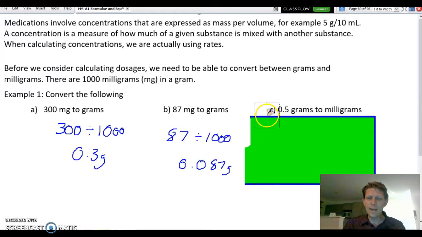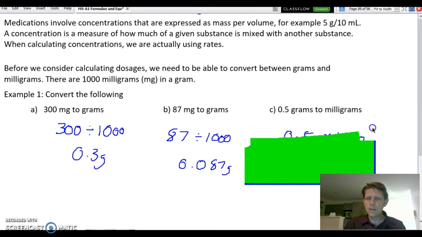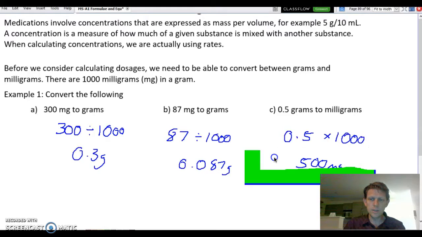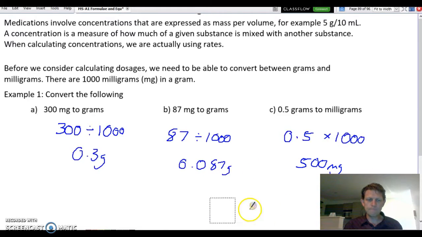And then finally, if we had an amount in grams we would convert to milligrams, we've got to do the opposite. We've got to multiply by 1,000. So the number's going to get bigger. So if we take that 0.5 and multiply by 1,000, it means we have to move the decimal place 3 times again, but in the other direction, which is going to give us 500 milligrams.